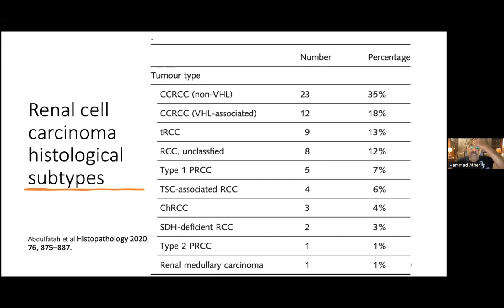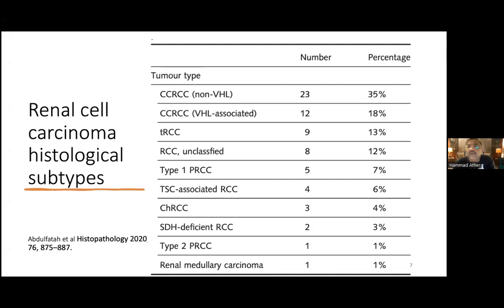The translocation RCC, there are unclassified types, then papillary type 1 and type 2, chromophobe RCC, the succinate dehydrogenase deficient RCC, and medullary carcinoma. So these are some of the rarer tumors which you would hardly see in the adult population, and some of these are relatively frequently seen in younger patients.